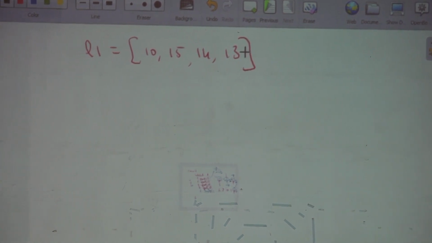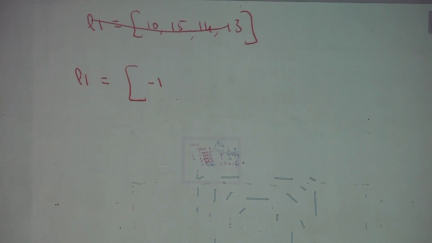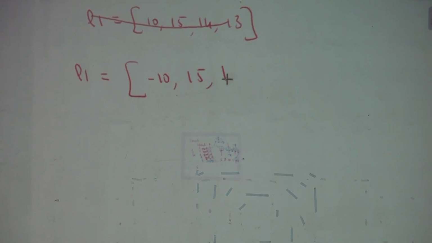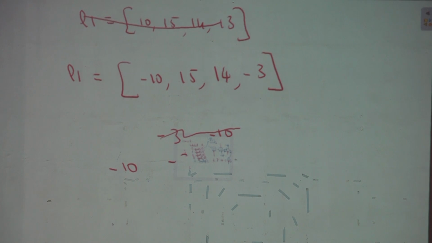Now, I want to sort, but of course this list may not be a good example. Let me take a slightly different list: minus 10, 15, 14, minus 3. So let's take this list. If I sort it, what will I get? I'll get minus 10, minus 3, 14, and 15, if I just do sort.